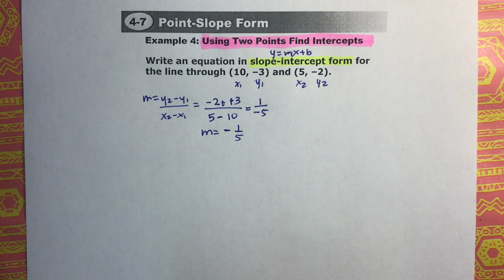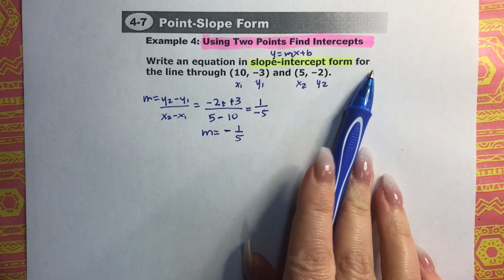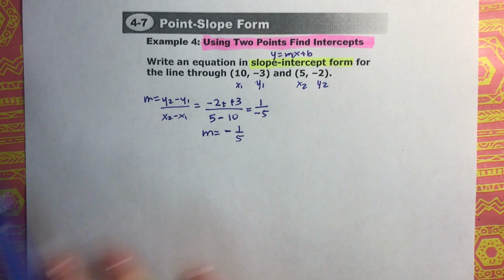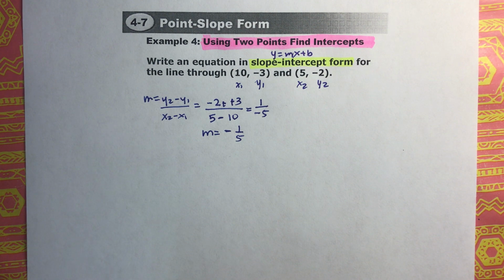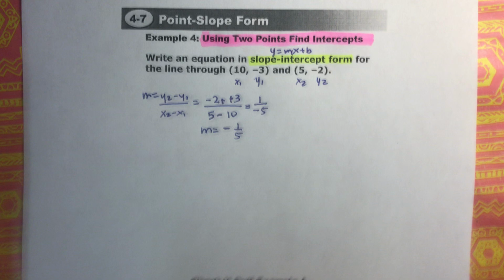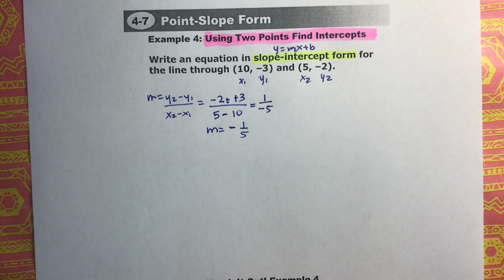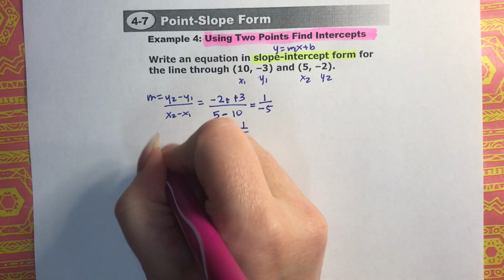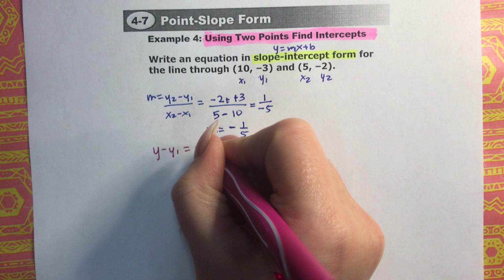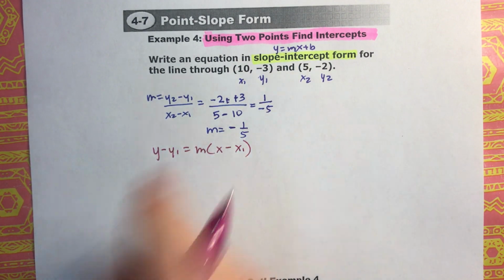All right, so we need to write this in slope-intercept form. We have the slope, but do we have the y-intercept? No, we don't. But we do have a slope and a point. So what can we do? We can use the point-slope form. If you said that, you are a genius. Let's go ahead and write down the point-slope form. y minus y1 equals m multiplied by the quantity x minus x1.